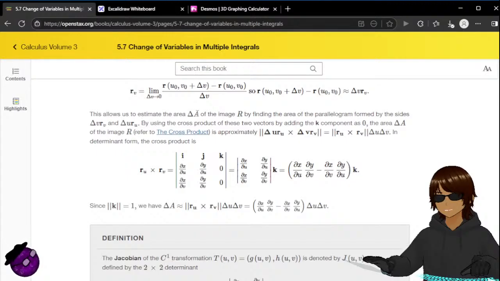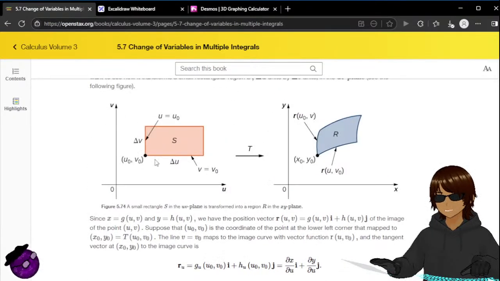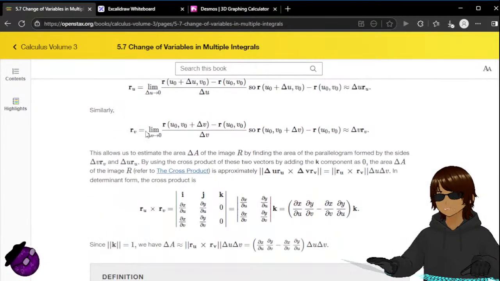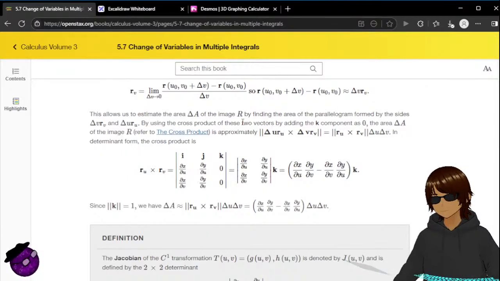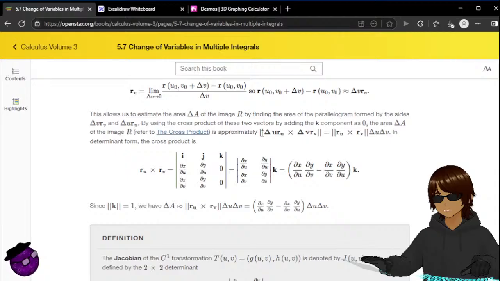This allows us to estimate the area of the image R by finding the area of the parallelogram formed by the sides, this and this. By using the cross product of these two vectors, adding the k component as 0, the area delta A of the image R is approximately delta u r_u cross product delta v r_v. In determinant form, the cross product is, we have this.